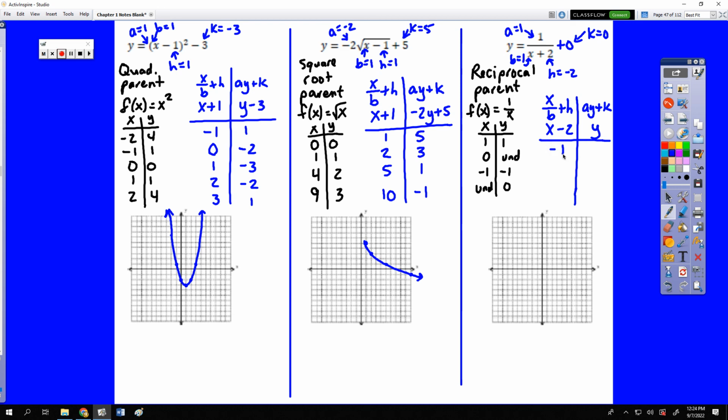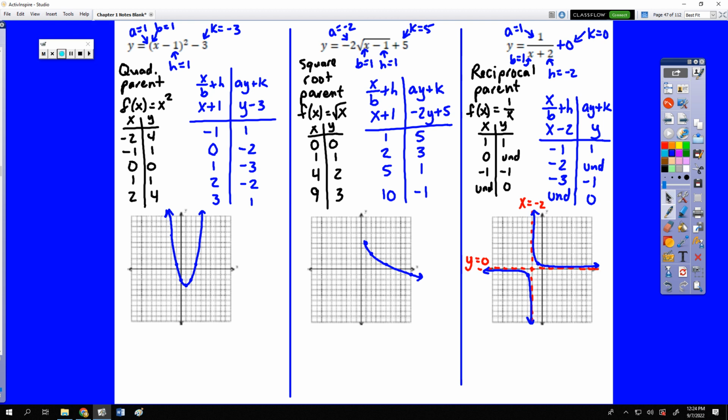So that would be negative 1, negative 2, negative 3, and undefined. And then 1, undefined, negative 1, and 0. So our vertical asymptote is x equals negative 2. Our horizontal asymptote is y equals 0. The other 2 points are the points negative 1, 1 and negative 3, negative 1. So the graph comes in along the horizontal and exits along the vertical, passing through the corner on its way through.